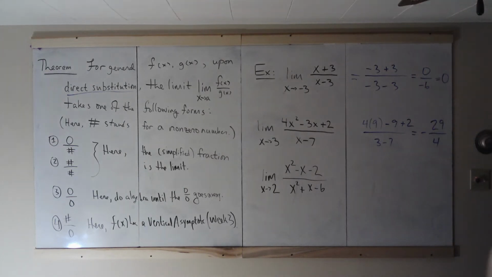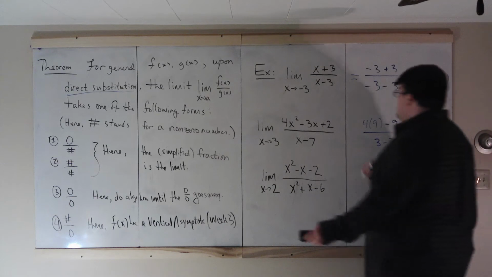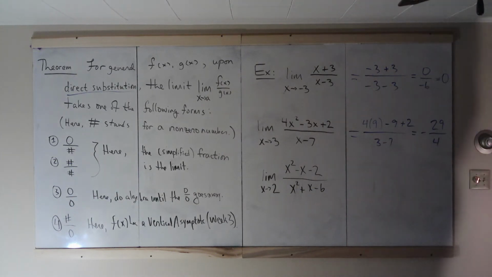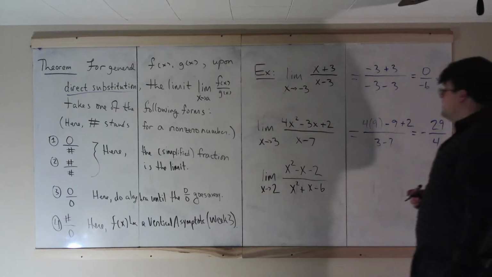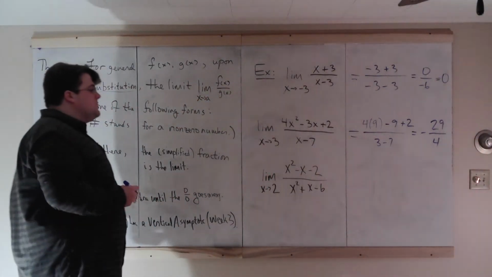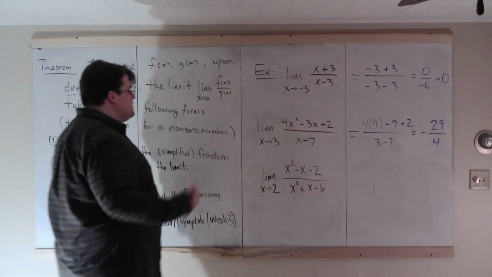We got a number over a number. And by that theorem, case 2, when we get a number over a number, that reduced fraction is the limit. Well, that was nice. We did 2 limits essentially the same way. Let's try this next one.